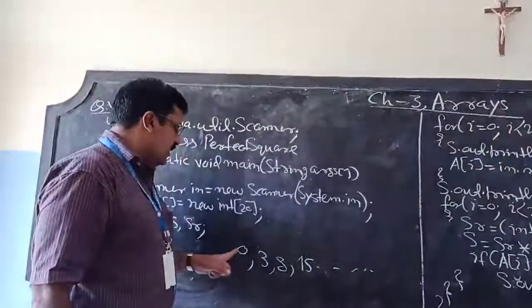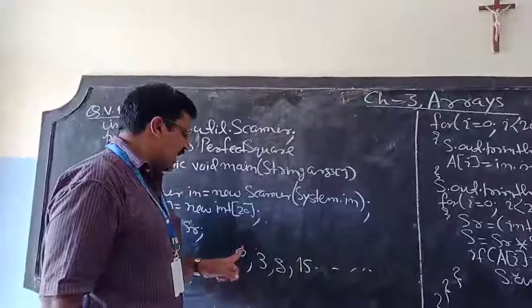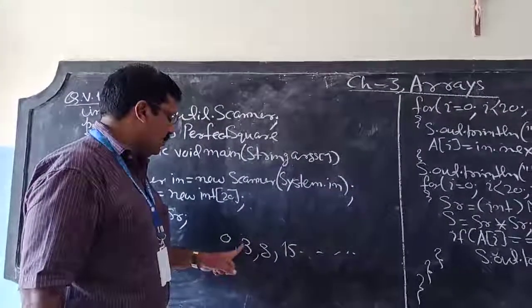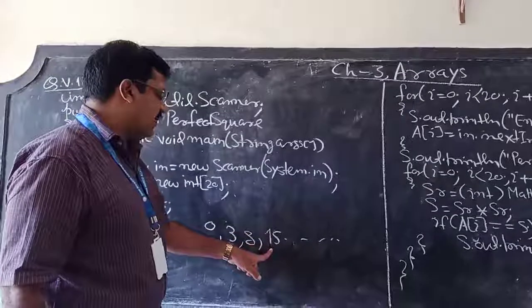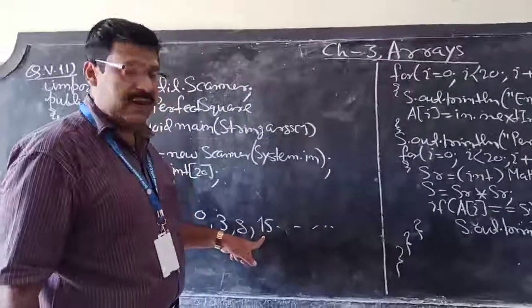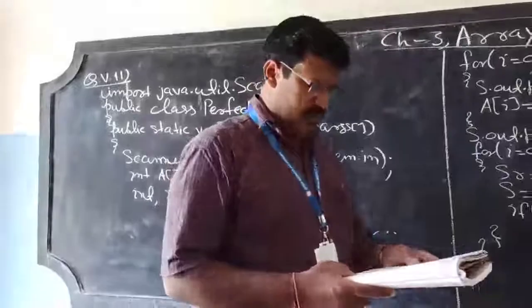So let's see how it works. 1 square minus 1 is 0. 2 square minus 1 is 3. 3 square minus 1 is 8. 4 square minus 1 is 15. The same way, square minus 1.